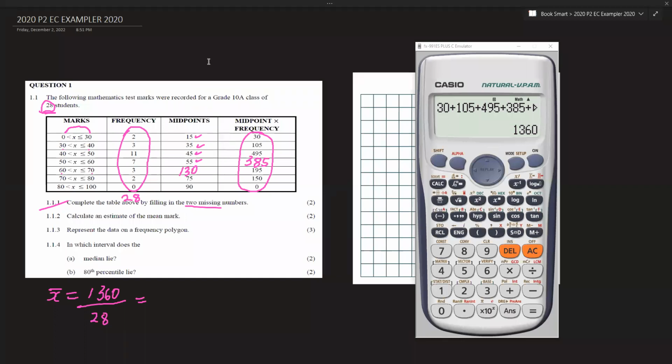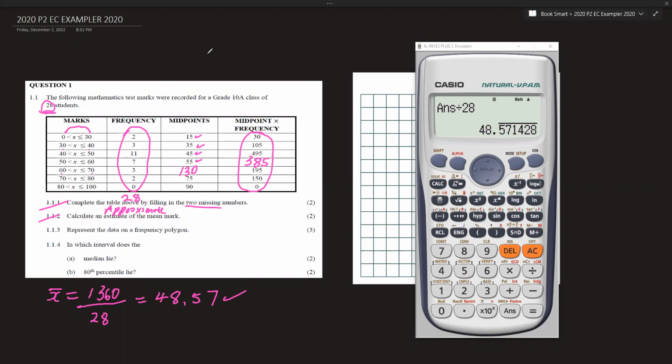Sometimes they'll say approximate mean. You do the same thing. Okay, perfect. So now we have to divide this by 28, which gives us 48.57. Awesome. And that should be your answer for the estimate mean.